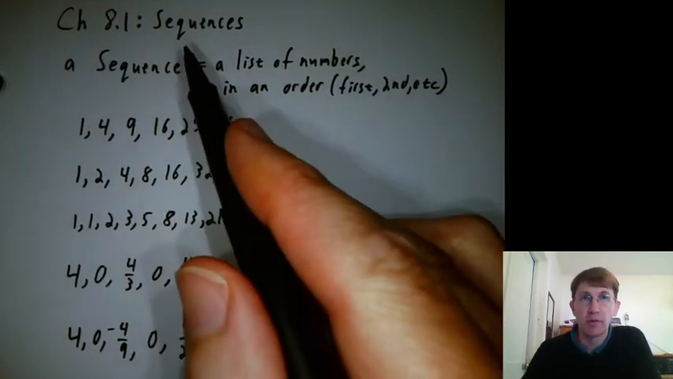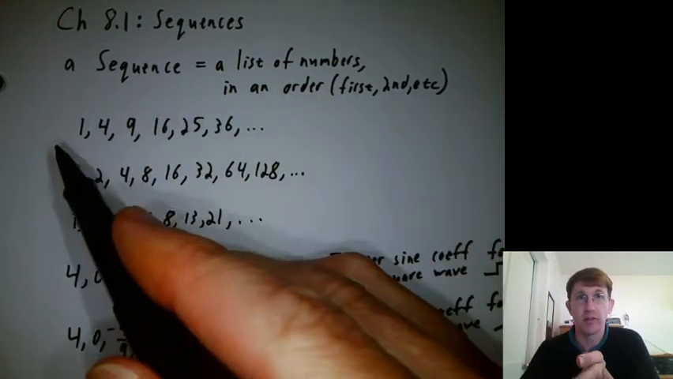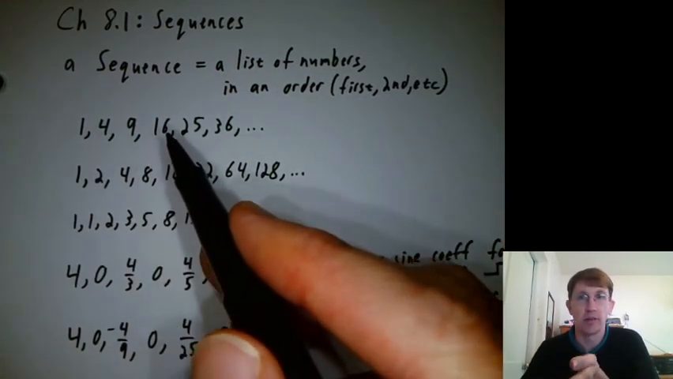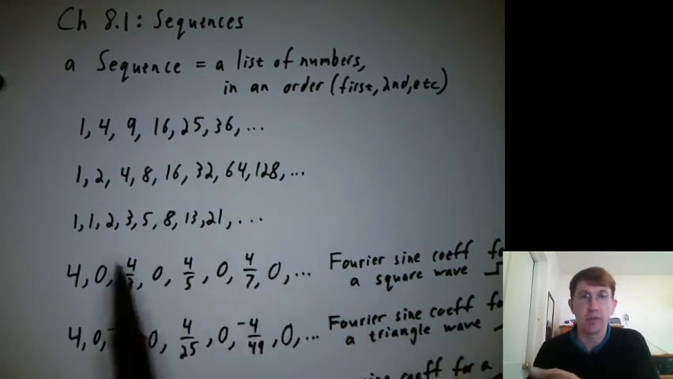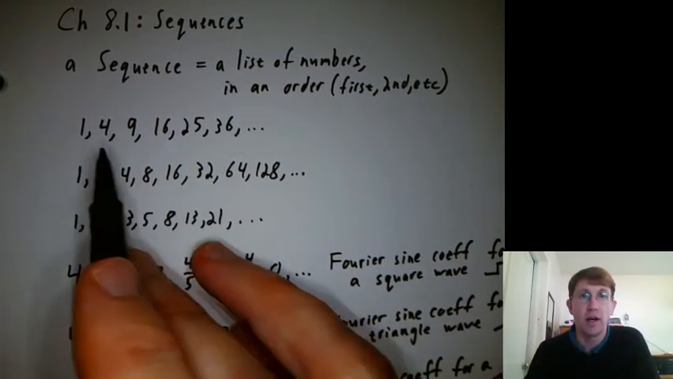Let's start chapter 8.1, which is about sequences. A sequence is a list of numbers in an order. Here's the first number, here's the second number, here's the third number, here's the fourth number, etc. So I have some example sequences written here. I've tried to choose some that are particularly nice.